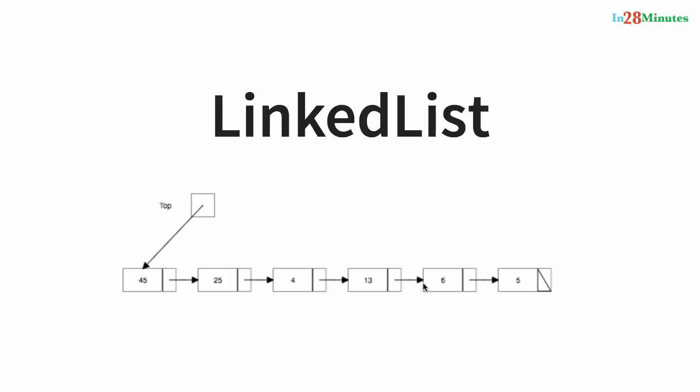But if I would want to delete an element from a linked list, let's say I would want to delete 6 from the linked list, then all that I would need to do is delete this element and change the next value of 13 to 5. So change the link, 13's link would change to point to 5. Or if I would want to add an element in between, so between 45 and 25, let's say I would want to insert 100, then I can change the link from 45 to 100 and 100 to 25.